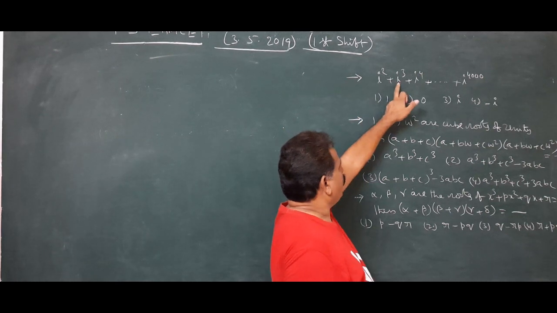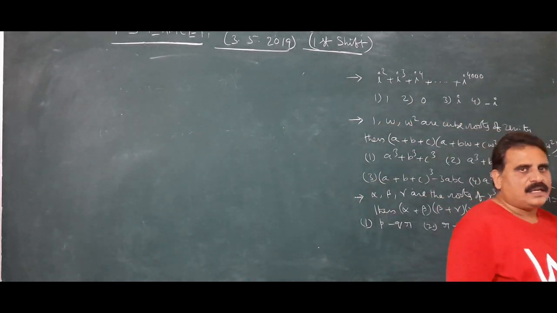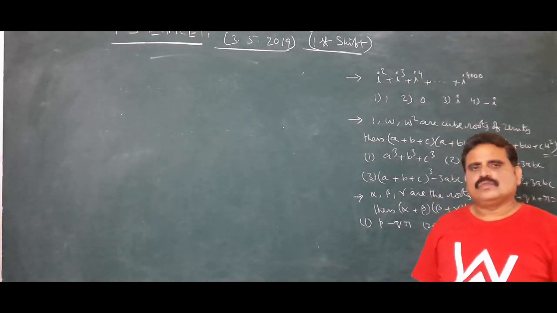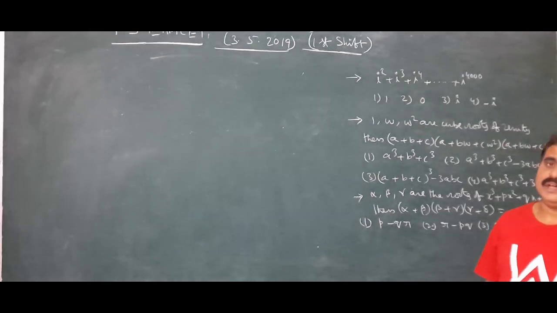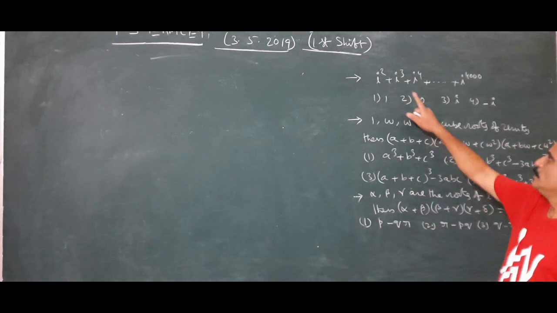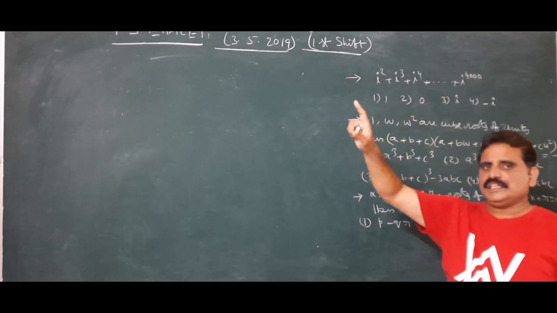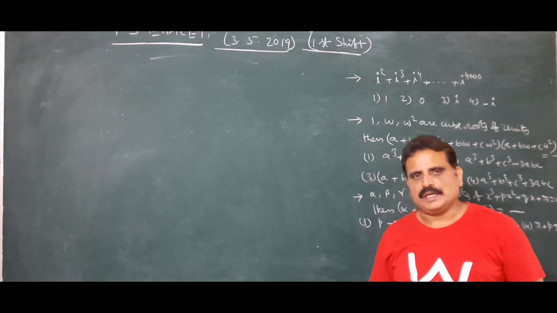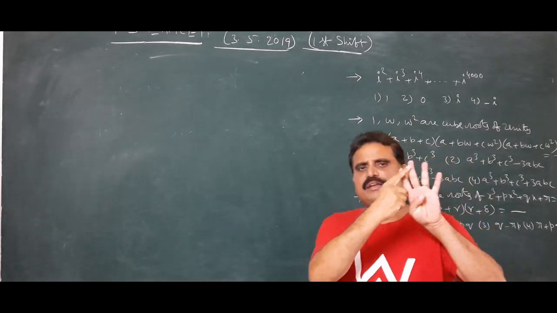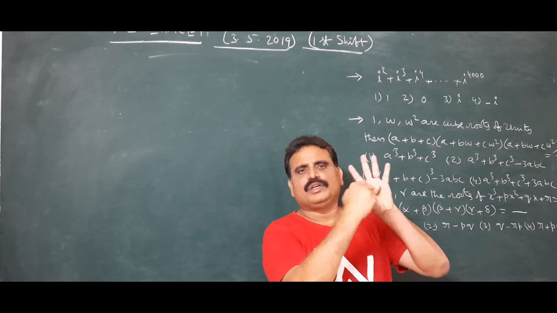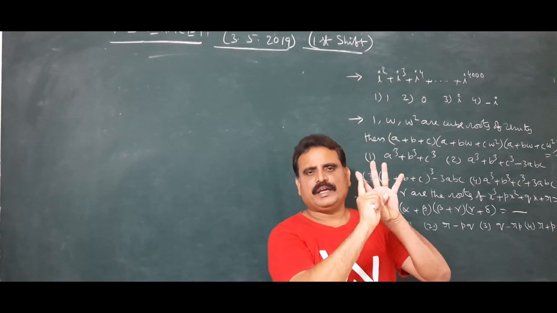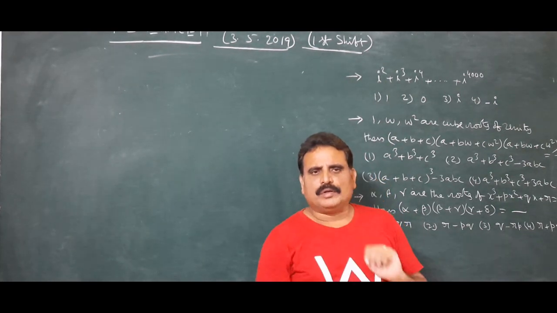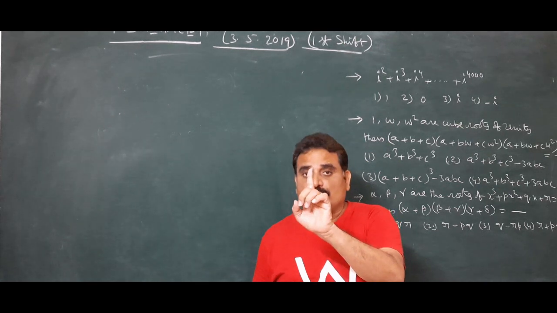Next, i square plus i cube plus i power 4 and so on plus i power 4000. i is one of the fourth roots of unity. i square is minus 1, i cube is minus i, i power 4 is 1. So here, i plus i square plus i cube plus i power 4, the sum is 0. Starting from i to i power 4, that means the last number is a multiple of 4, so that sum must be 0 when starting from i.